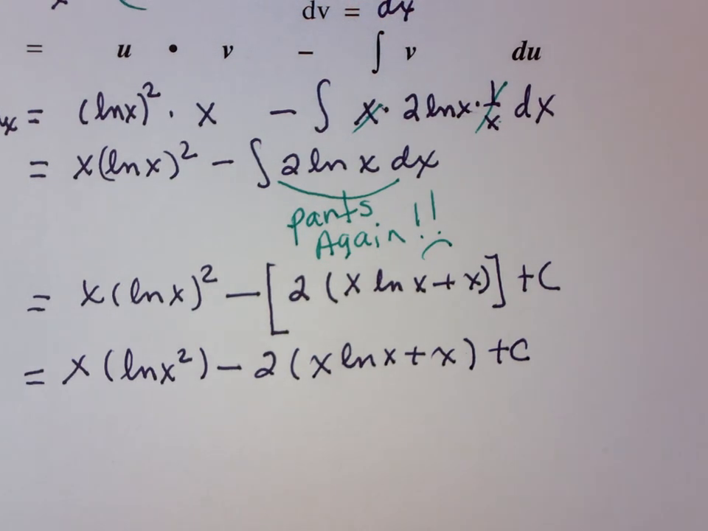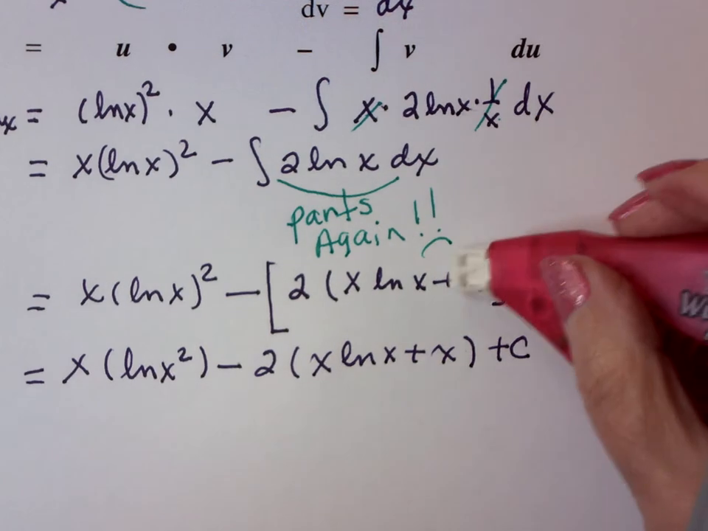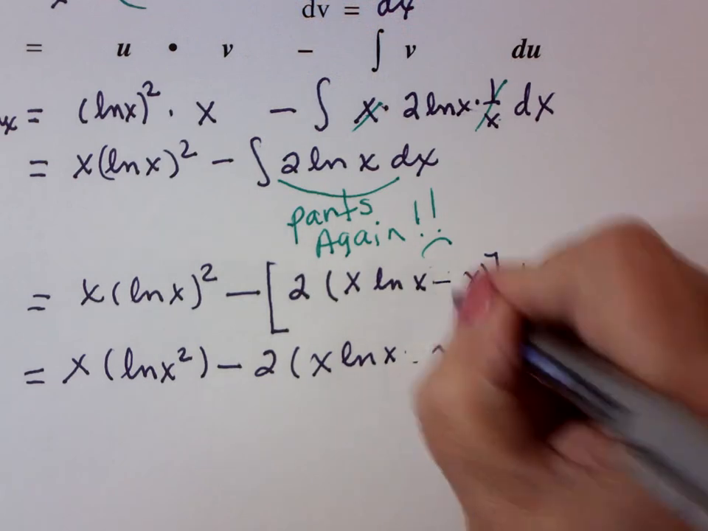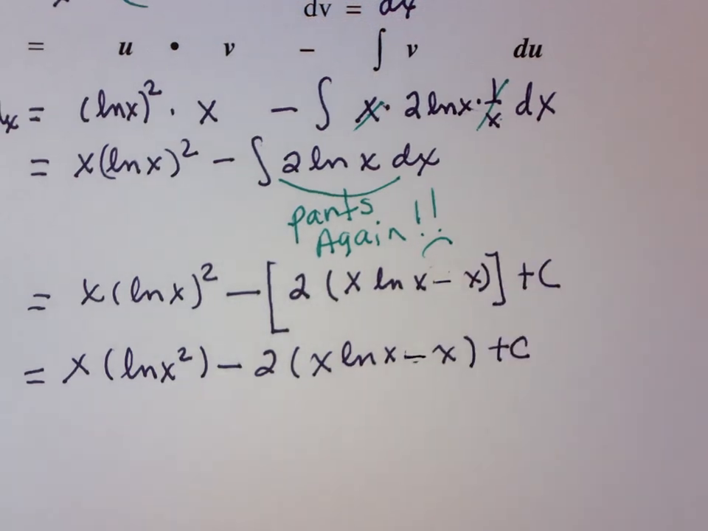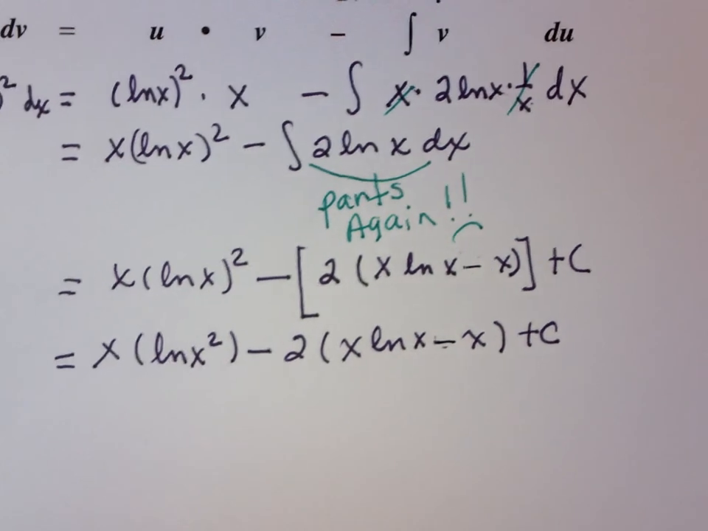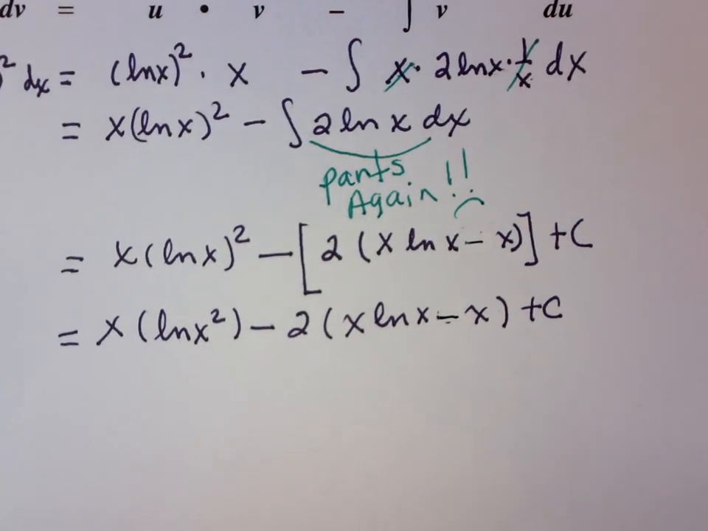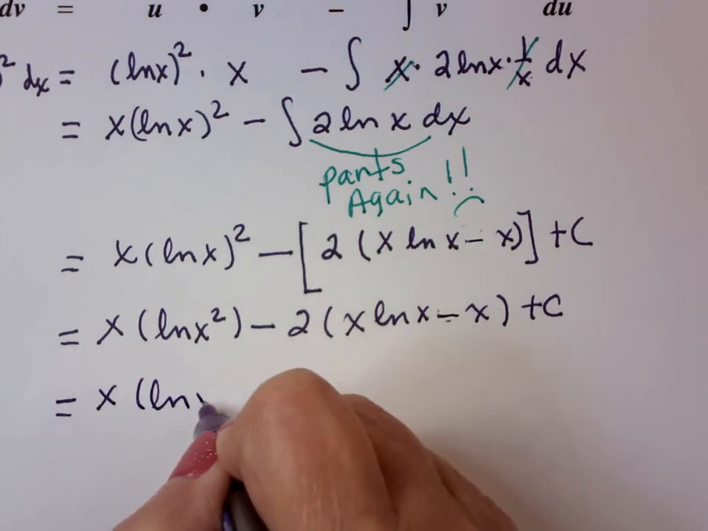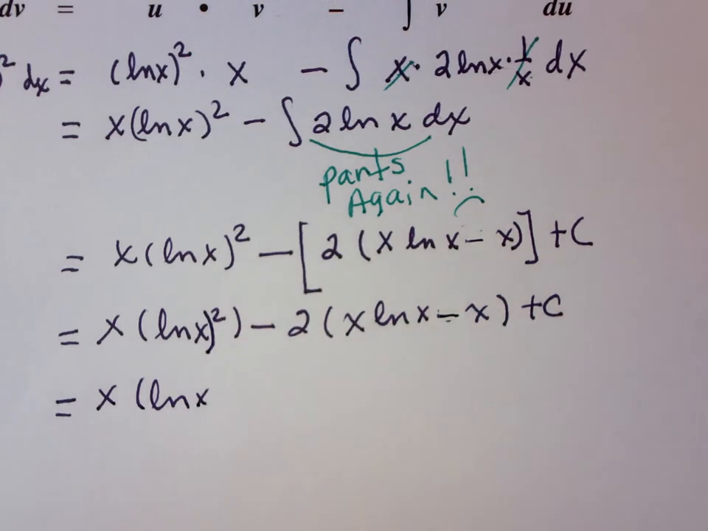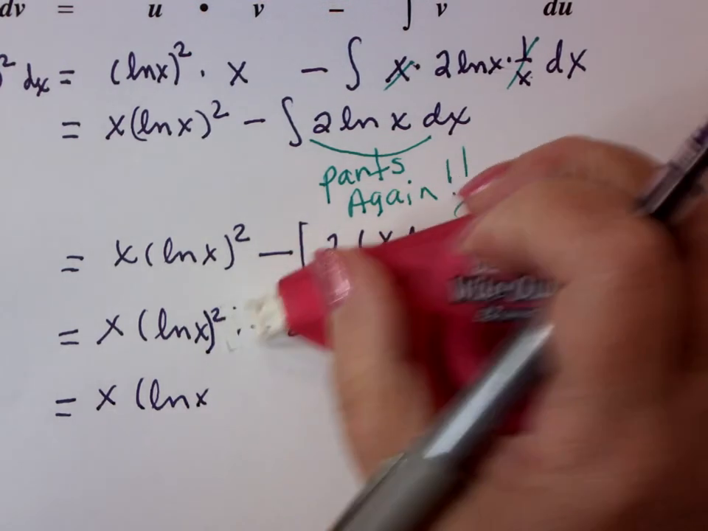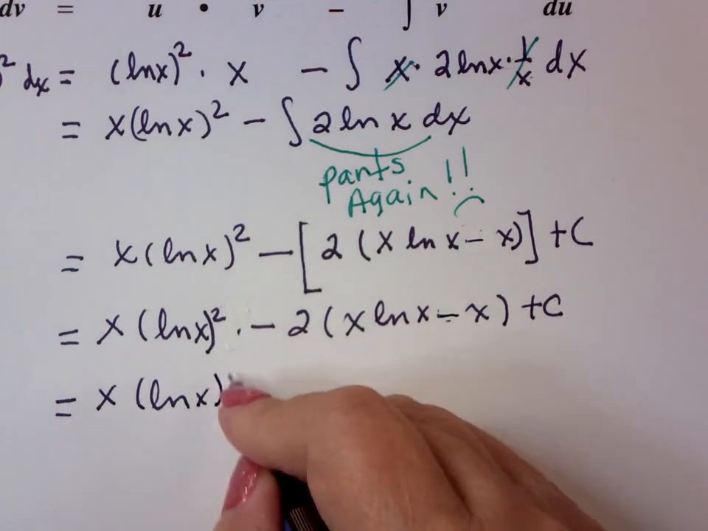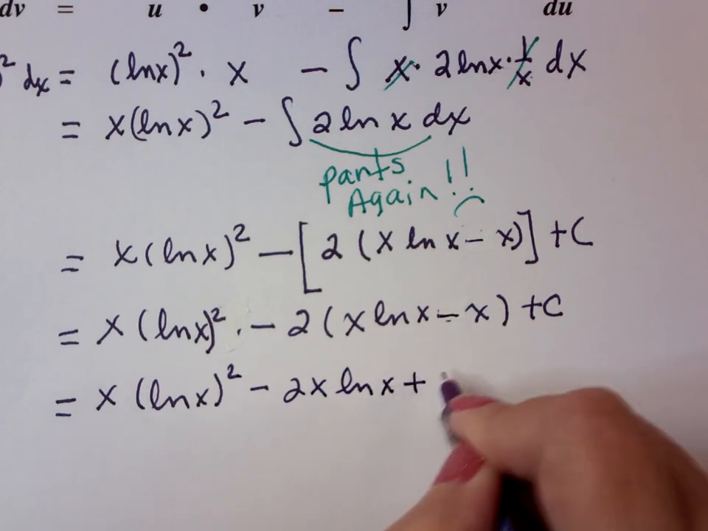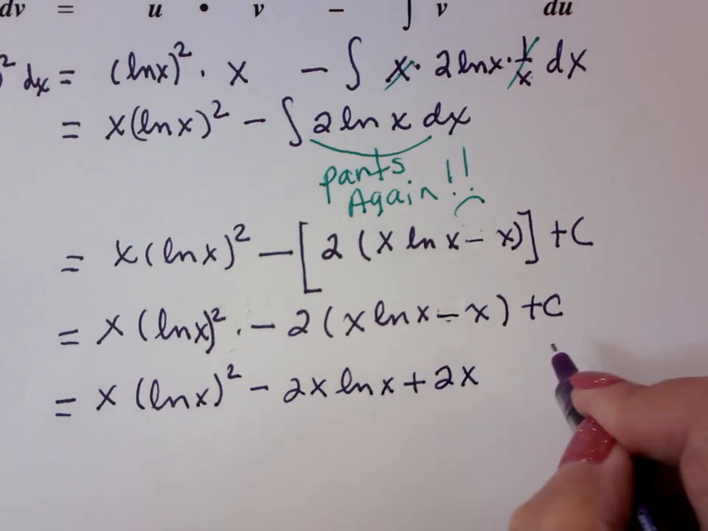See, I don't like minuses, so I avoid them. Now, if you want to multiply that 2 through, you can. But I don't know about you, I'm lazy, so I'll do it just for the heck of it. And then that should be like that. Minus 2x natural log of x, plus 2x plus c.